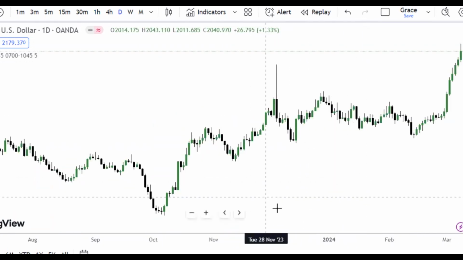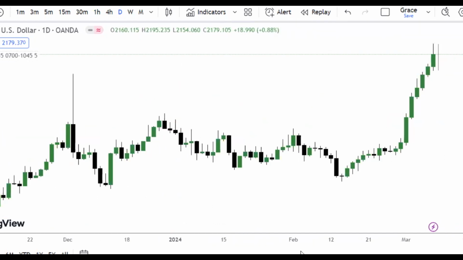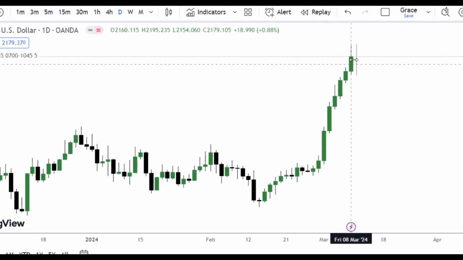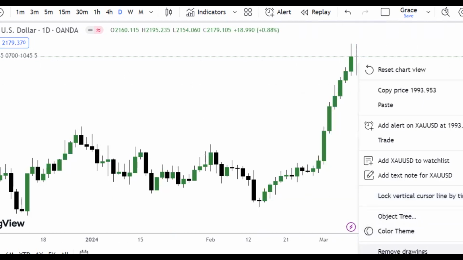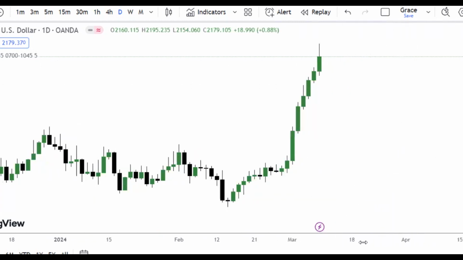So with this bullish momentum on XAUUSD, you guys can see we have been bullish, bullish, bullish on XAUUSD. You know what that actually signifies is that dollar index is dead right now.